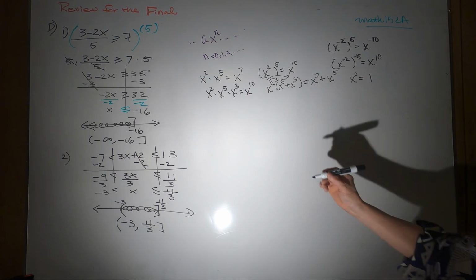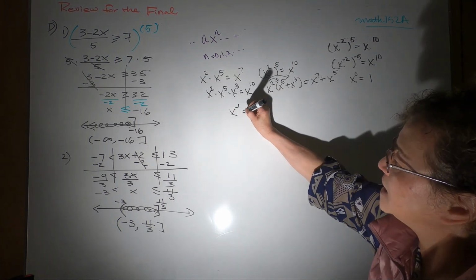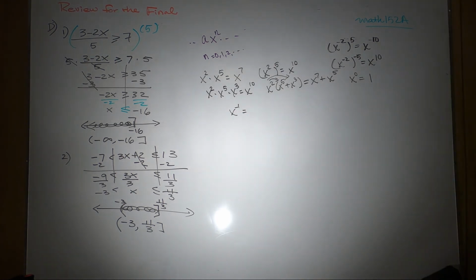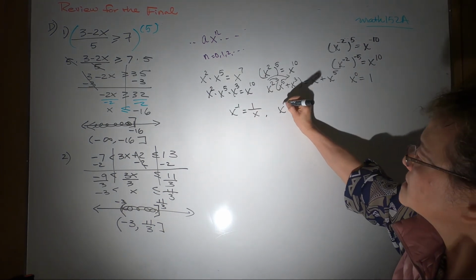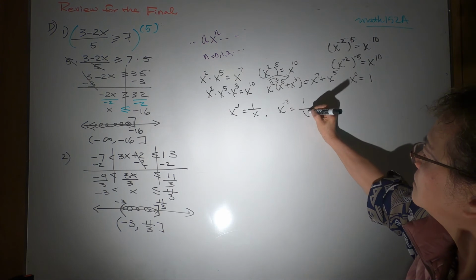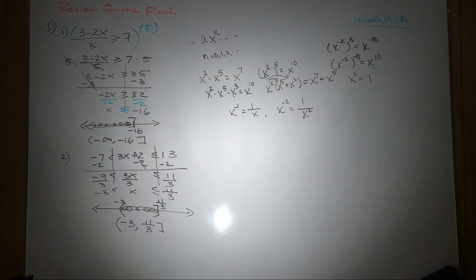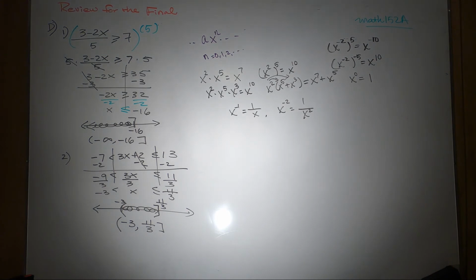Then we say if the power is negative, it doesn't mean the number is negative, it means reciprocal, 1 over x. x to the negative 2 means 1 over x squared. So we operate on the powers, then we simplify them.